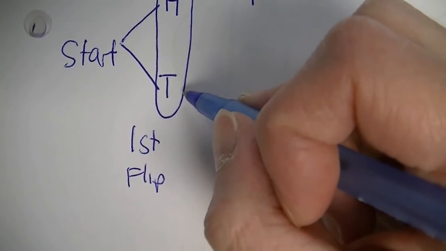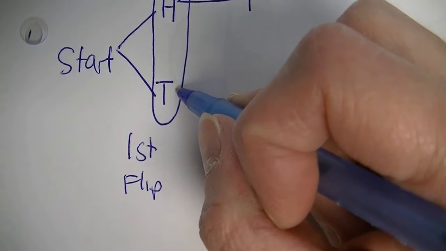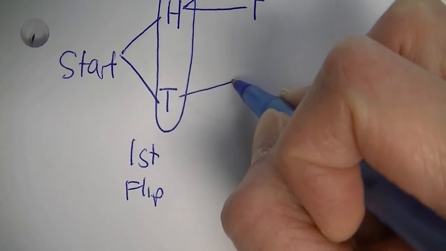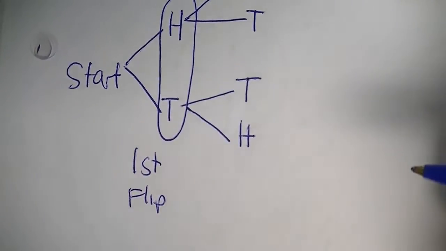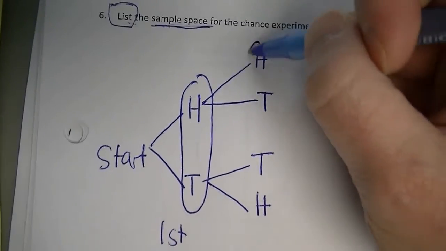Well, let's say the first time you flipped, you landed on tails first. When you go to flip the second time, the tails is still on that coin, so you can land on that again, or you can land on heads. Okay? And we're going to label this the second flip.